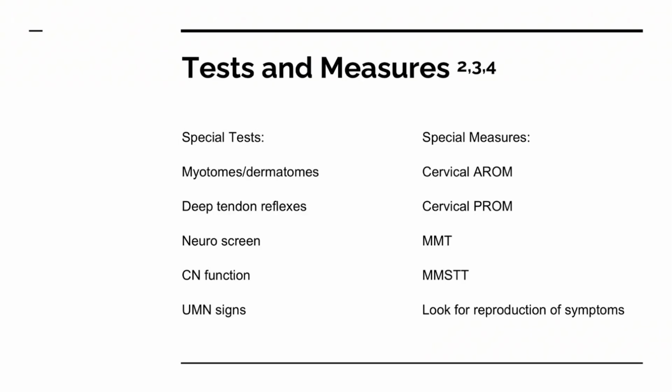So for tests and measures, the special testing you'll use is you'll test the myotomes, dermatomes, and the deep tendon reflexes. You'll do neuro screening, cranial nerve function testing, and upper motor neuron signs.